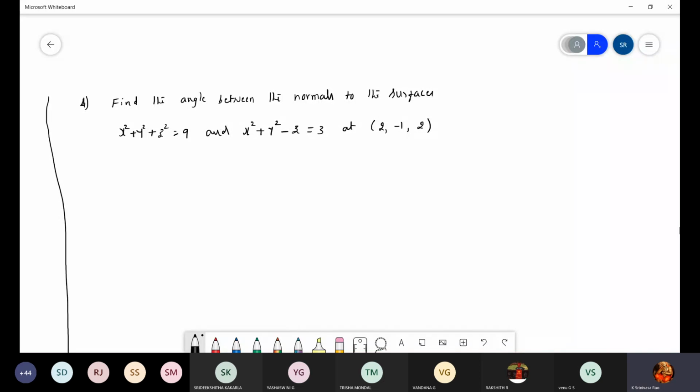How will you get two normal vectors n1 and n2 in this problem? The first equation gives N1 and the second equation gives N2. For both, at the common point, you have to put x equals 2, y equals -1 and z equals 2. I will give some time. Let me see how many will complete this problem. As in the previous problem, just do it.